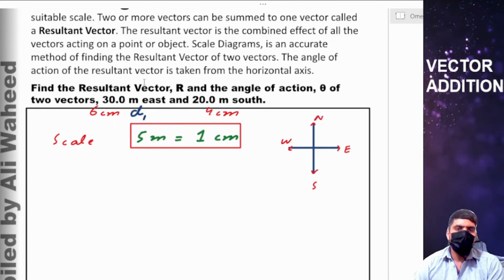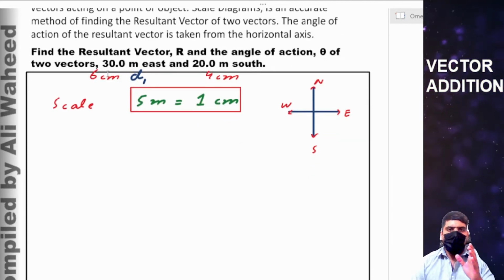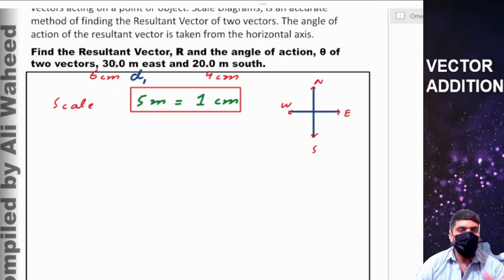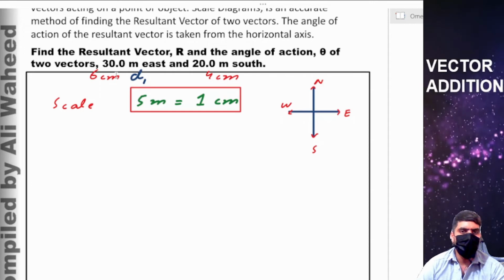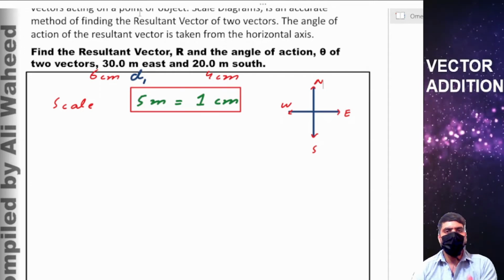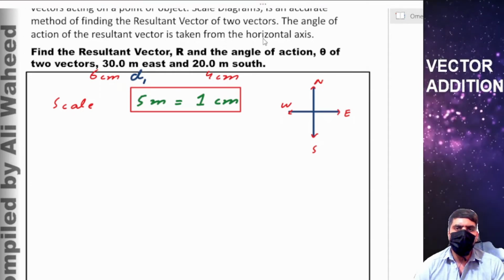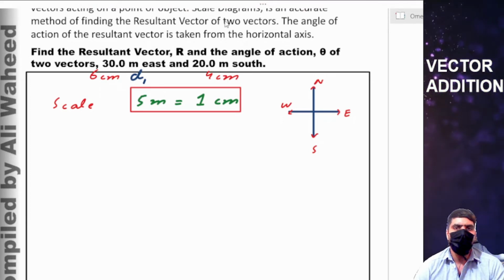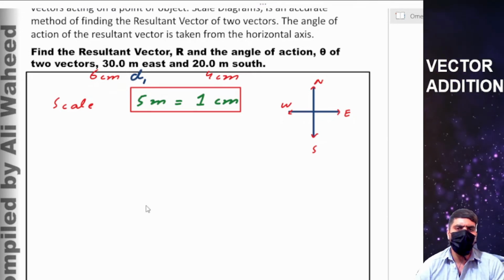Now, let us draw a line representing 30 meters. So it should be of 6 centimeters on the sheet of paper, and that should be pointing towards east. So I may not be using the scale right now on the computer, but I'll show you the method anyway.